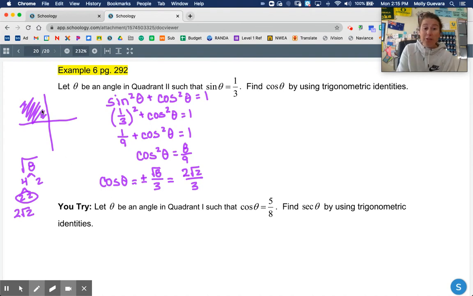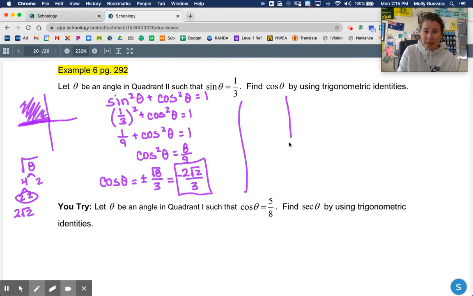Well, if it's in quadrant 2 and it's cosine, remember cosine are my x values. My x values are negative. So it's going to be negative. Okay, so there's cosine of theta is -2√2/3. That is one way to do it.